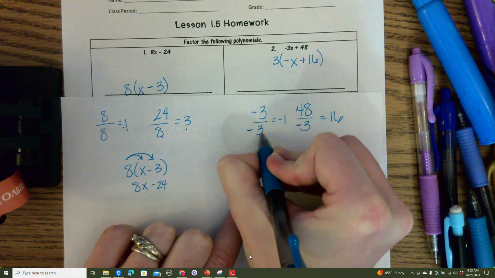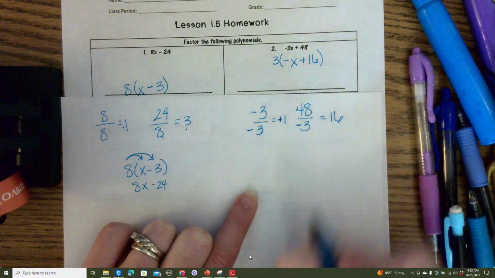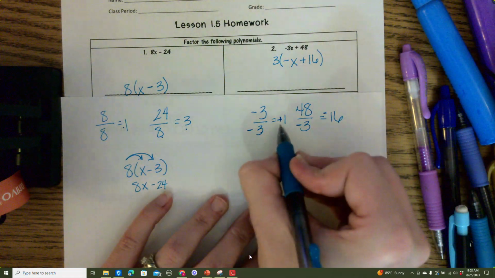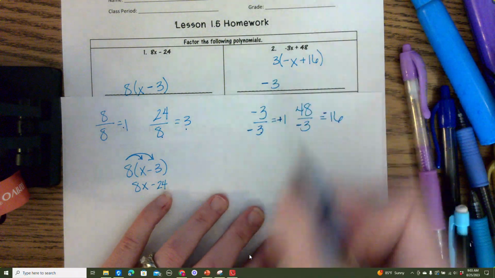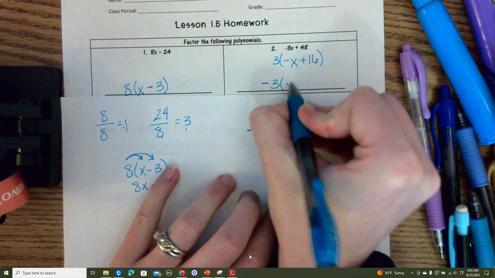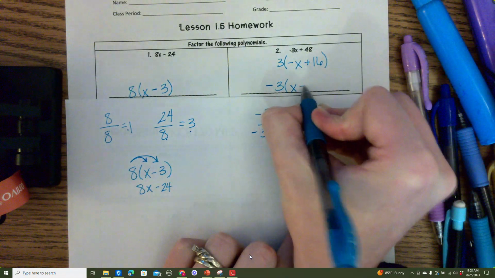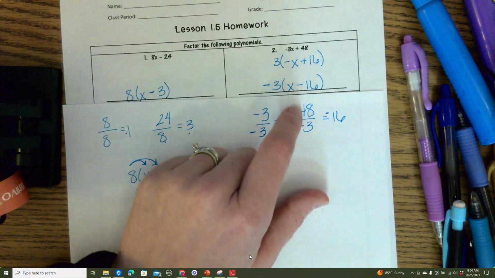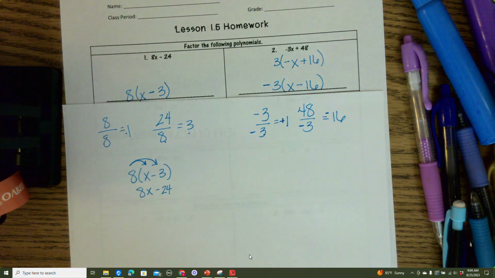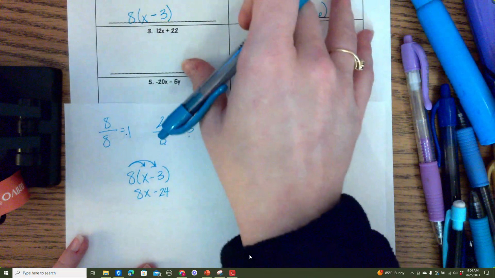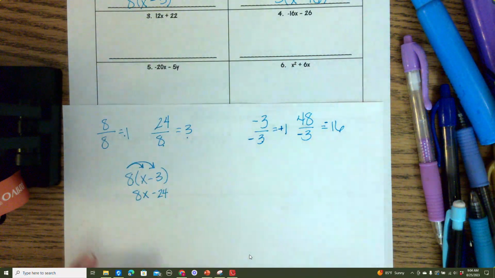And so negative 3 divided by negative 3 would give me a positive 1. And then 48 divided by negative 3 would give me a negative 16. So when I rewrite this, I would write a negative 3 out front. I've got a positive 1, so 1x, or just x, and then negative 16. And so we just don't like that negative being at the front of this thing. We want to try to factor it out if we can. All right, I'm going to have you do 3 and 4 on your own. I'm going to jump down here to number 5.